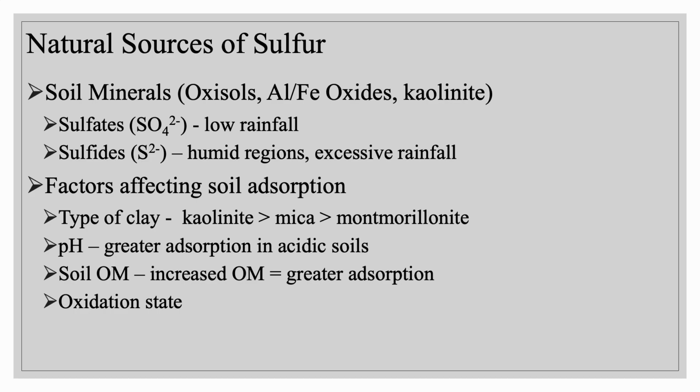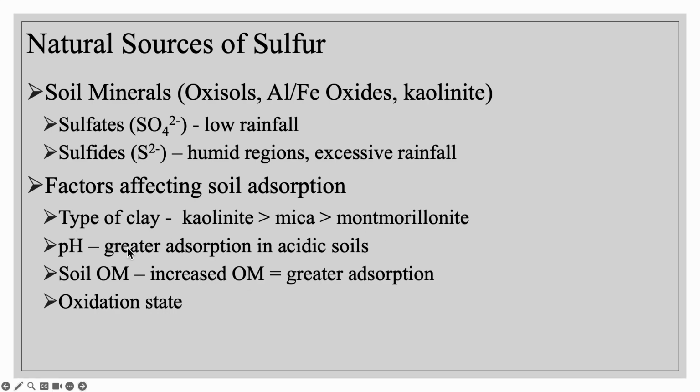And the different types of clay are actually going to affect that. And so it looks kind of backwards. We would not expect sulfur adsorption to be greatest in kaolinite that has a low CEC. Or would we? Because if it has a low CEC, then maybe it has a high AEC, an anion exchange capacity. Maybe that's a good way to remember that.